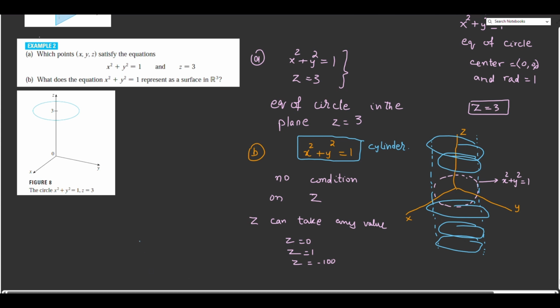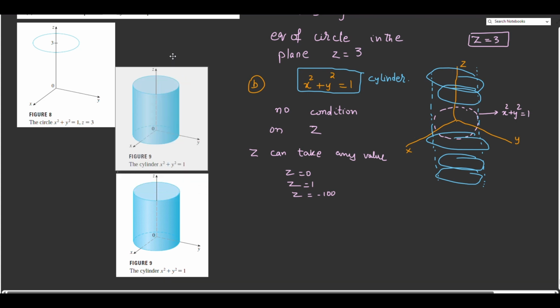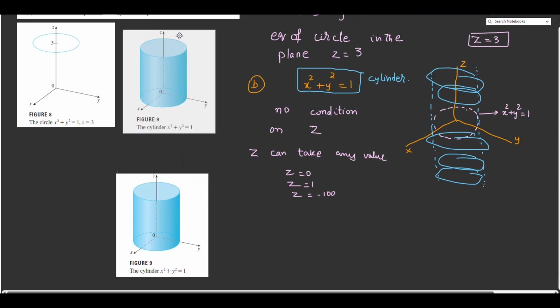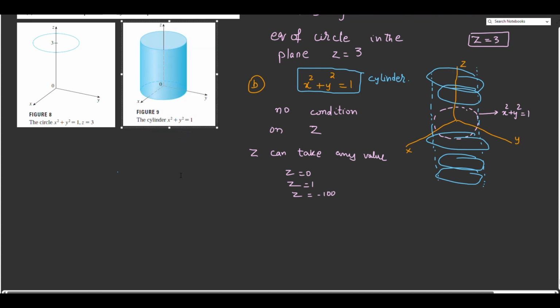So this is a very interesting question you need to understand. As you can see from this figure, this equation alone, x square plus y square equals 1, gives us a cylinder. In this way, it is an infinite cylinder.